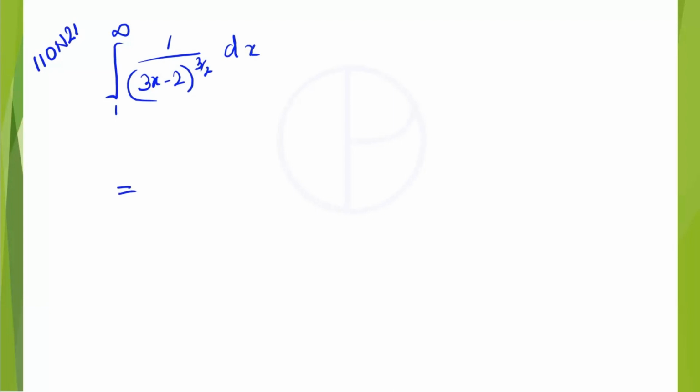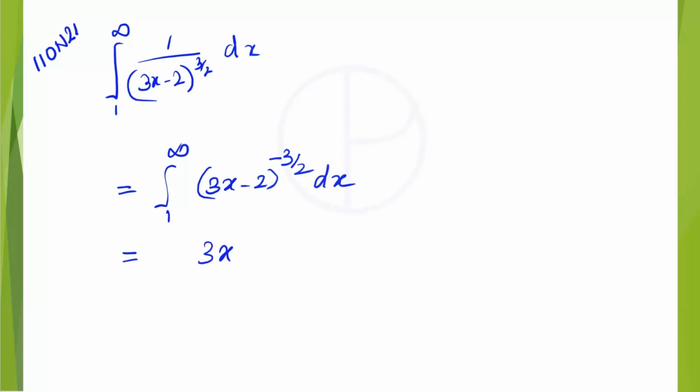Let's look at this example. This one is from the paper 11 ON 21. Integral 1 to infinity 1 divided by (3x minus 2) the whole power 3 over 2 dx. So how to integrate this one? Let us rewrite this as integral 1 to infinity (3x minus 2) the whole power negative 3 over 2 multiplied by dx.